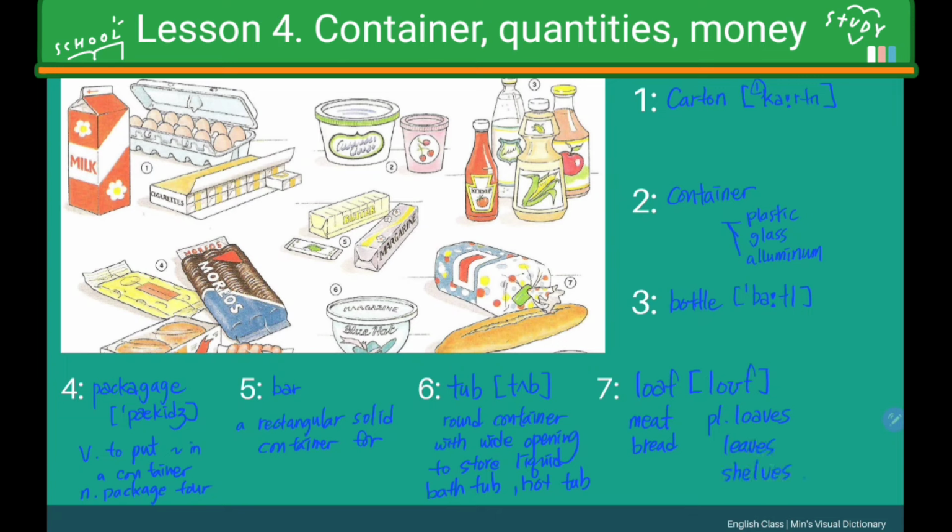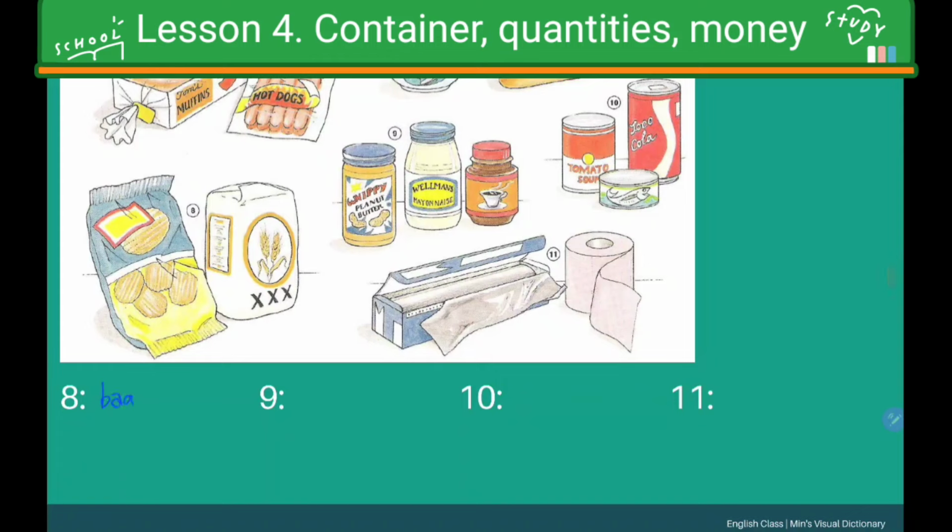Now we are on to number 8, and we have a bag of potato chips or a bag of flour. All right, so that's bag. And the pronunciation for this one is you have to open up your mouth wide and do eh. So it's bag. We also use this to put something in a bag, as in bag groceries.